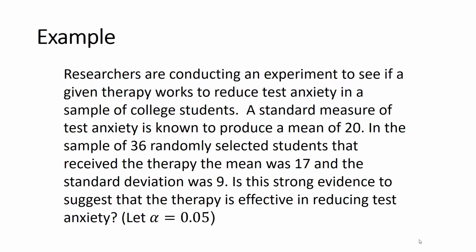Let's work this example. Researchers are conducting an experiment to see if a given therapy works to reduce test anxiety in a sample of college students. A standard measure of test anxiety is known to produce a mean of 20. In the sample of 36 randomly selected students that received the therapy, the mean was 17, and the standard deviation was 9. Is this strong evidence to suggest that the therapy is effective in reducing test anxiety? Let's let our alpha be equal to 0.05.